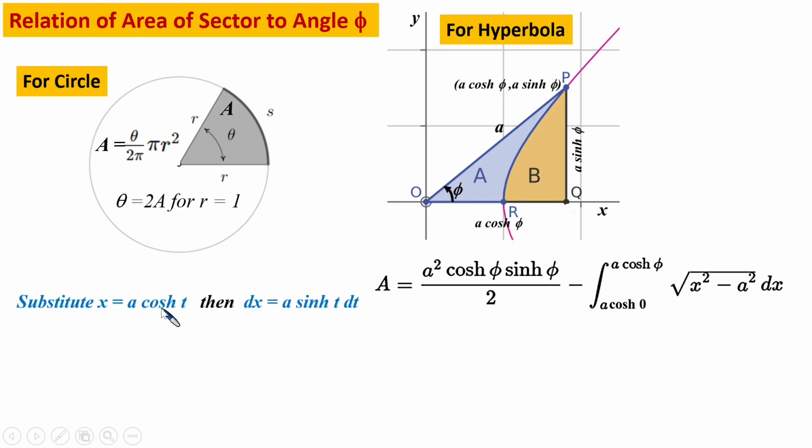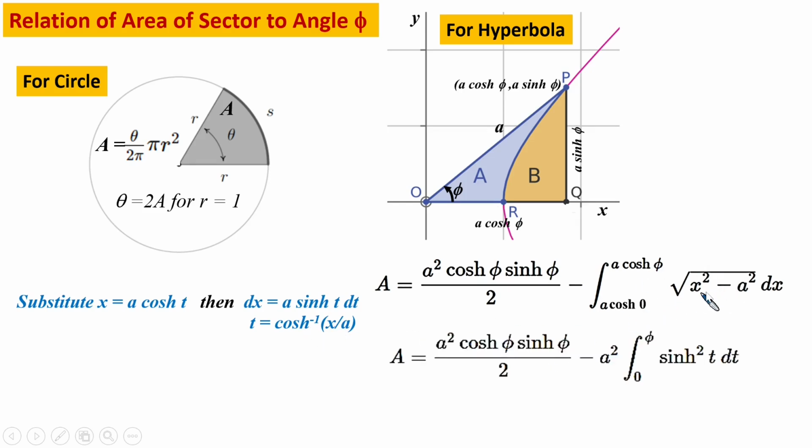Now I substitute x equal to a cos hyperbolic t, and dx is a sin hyperbolic t dt. If I integrate dx, I get x by a, and the integral of sin hyperbolic t is cos hyperbolic, so I take the inverse. So t is equal to cos hyperbolic inverse of x by a. Now I can change the limits. Here I substitute: this is sin hyperbolic t, and from this dx I get another sin hyperbolic, so sin hyperbolic square t dt, and you have this a from here and another a from the derivative, so a square.